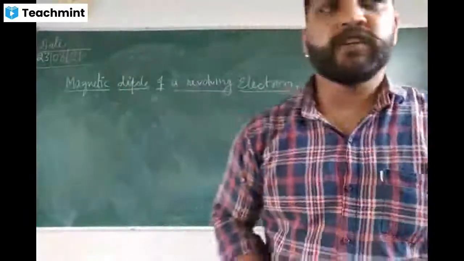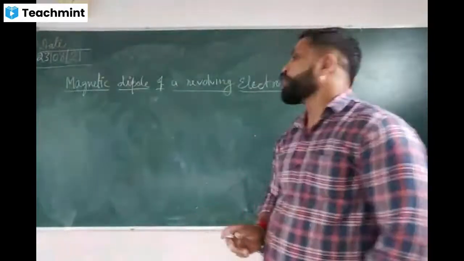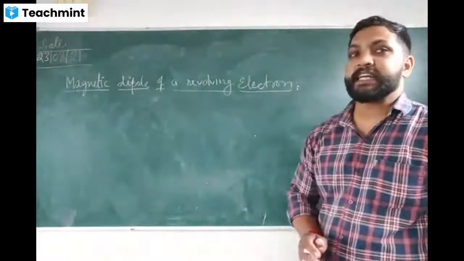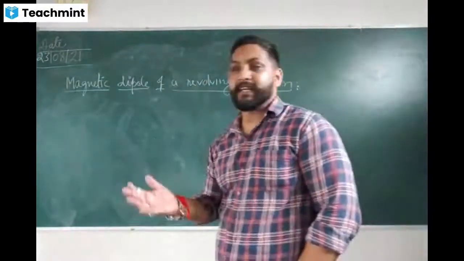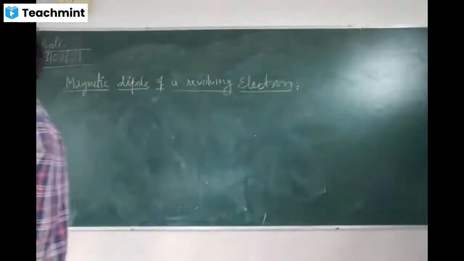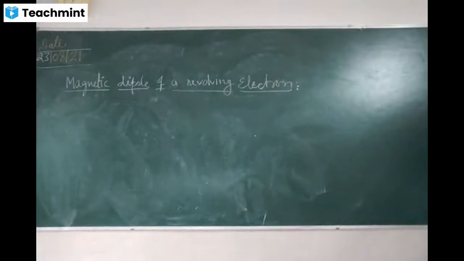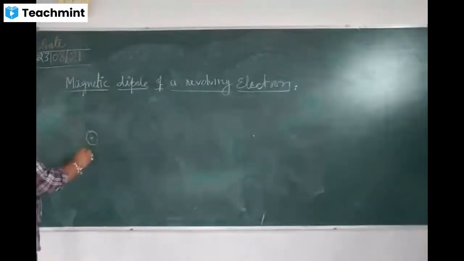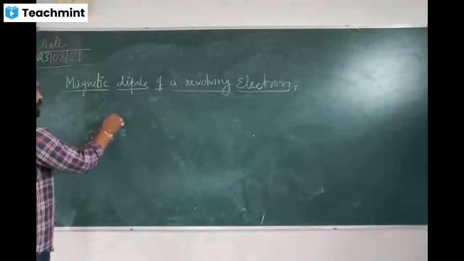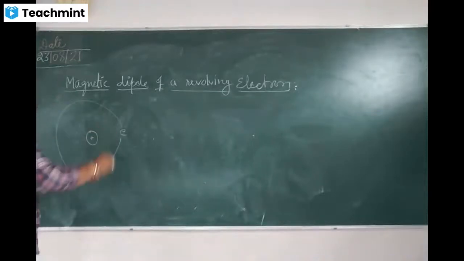So today we are going to discuss the magnetic dipole of the revolving electron. The question is where the electron will revolve around a nucleus. Suppose that this is a nucleus, and around the nucleus the electron is moving in a circular path. Basically, it is also known as an orbit.